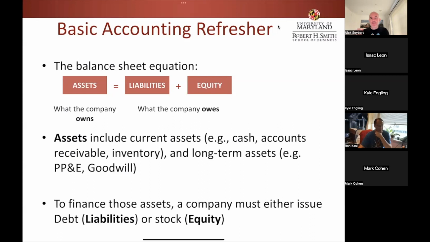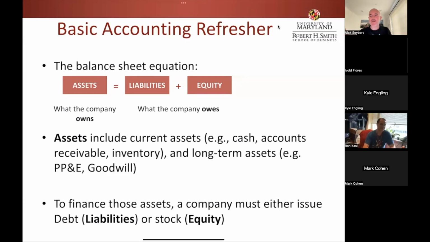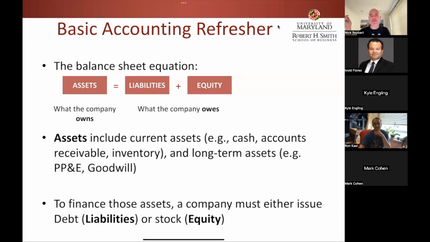And then how do those assets come to exist? How do you get assets, right? Assets don't appear out of thin air. You've got to somehow get the funds to purchase those assets. And so that's where the liabilities and equity comes in, right? The company is taking other people's money and using it to buy assets. And so if it's on the liability side, you're talking about debt.